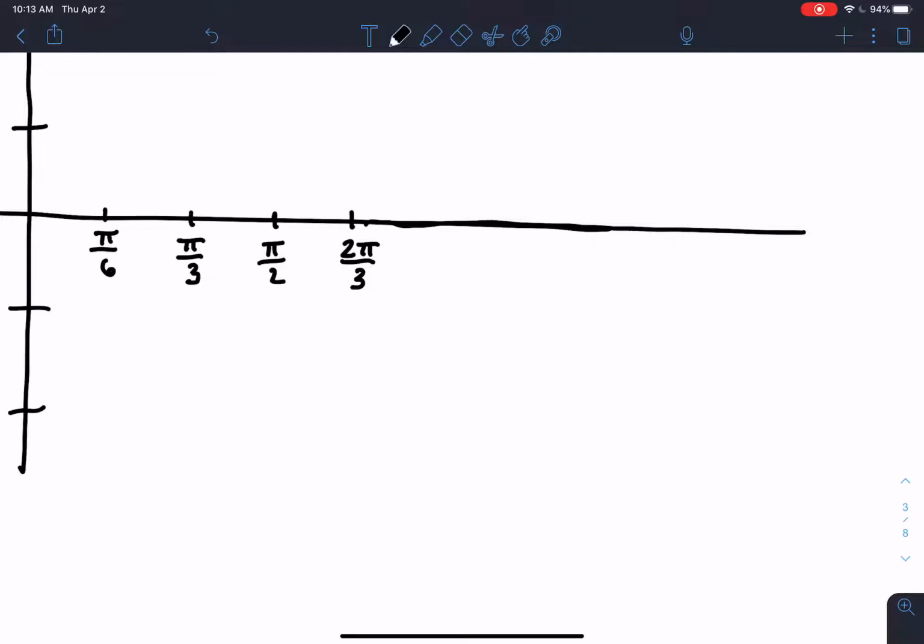So 2 pi over 3 I know is 4 pi over 6. Then the next one would be 5 pi over 6. 6 pi over 6 would be next, which is pi. Then 7 pi over 6.